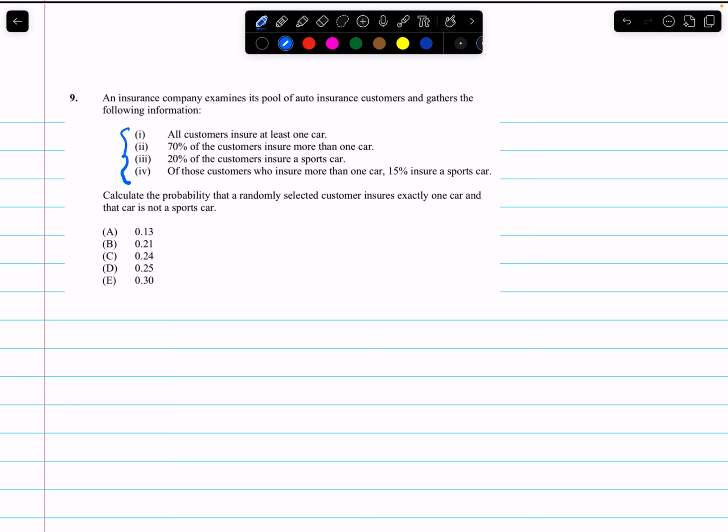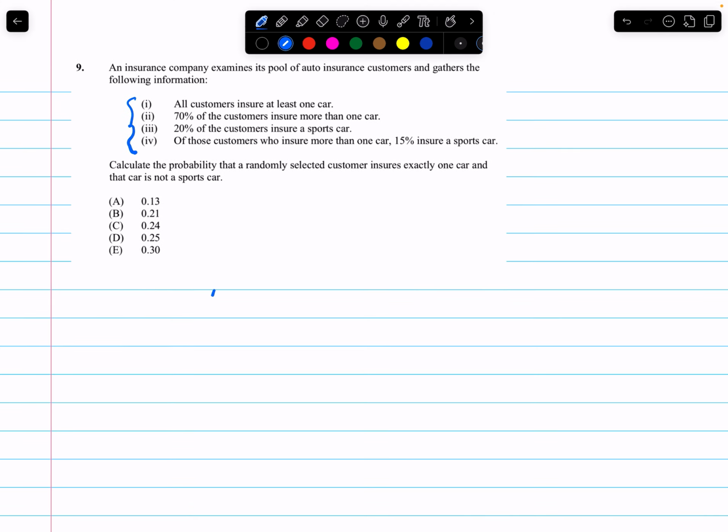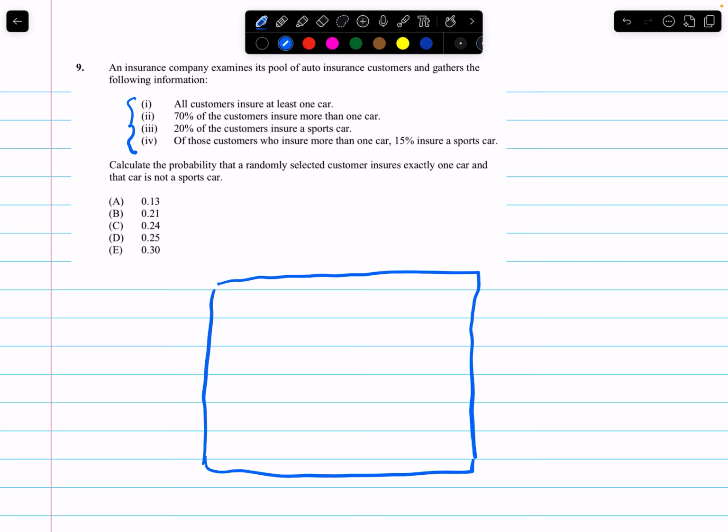Okay, I feel like a Venn diagram is in our future. So let's try to identify the events and sort and organize this information. So all customers insure at least one car. So my universal set here is going to be customers that insure, all the customers, and they insure one car at least. All right, then we have 70% of the customers insure more than one car. 20% of customers insure a sports car. Of the customers who insure more than one car, 15% insure a sports car.